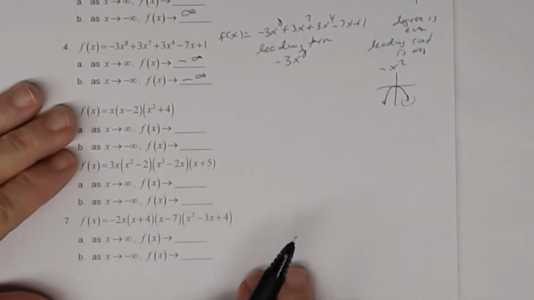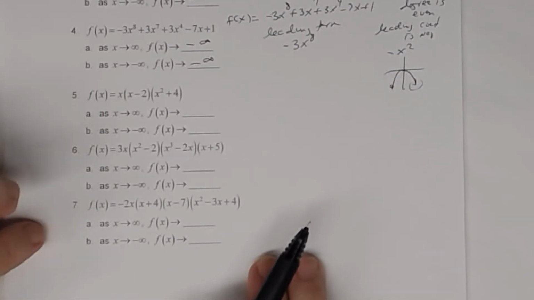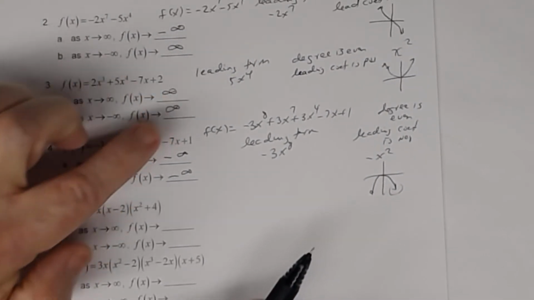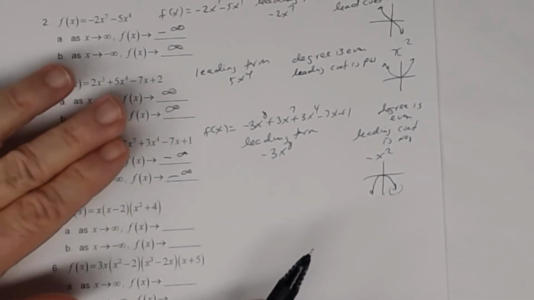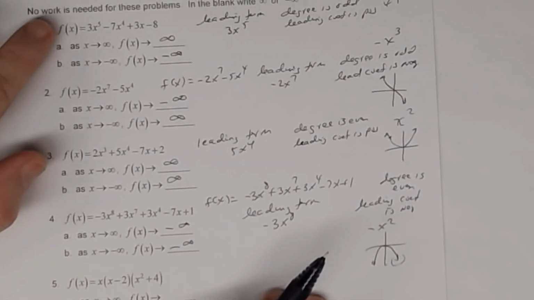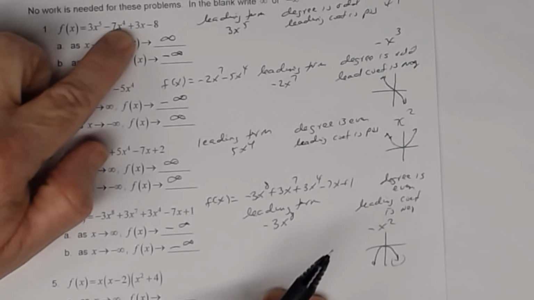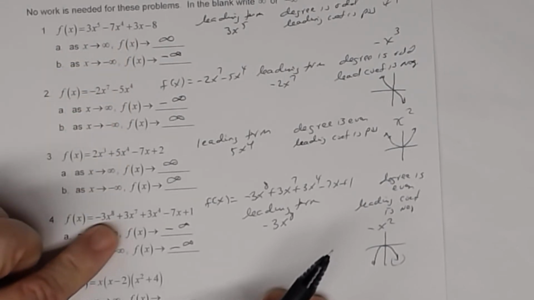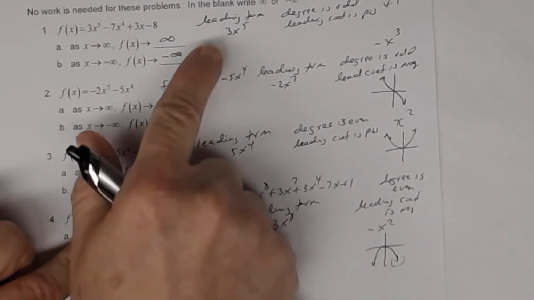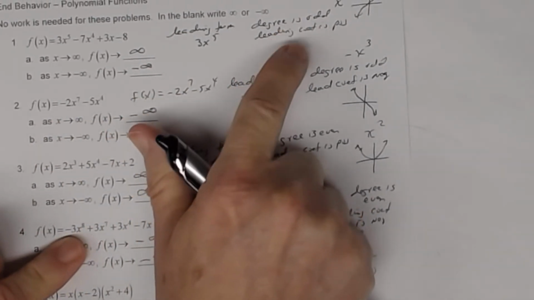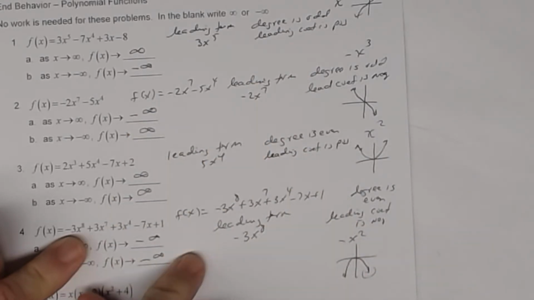All right, so now we're getting to the point where we're looking at factored form. And remember, when doing these, you have to know what your leading term is. So the leading term and the coefficient of that leading term. And whenever the problem is written in standard form, like they are in the first 4 problems, that's easy to figure out. It's easy to figure out what the leading term is, what the degree is, and what the leading coefficient is.